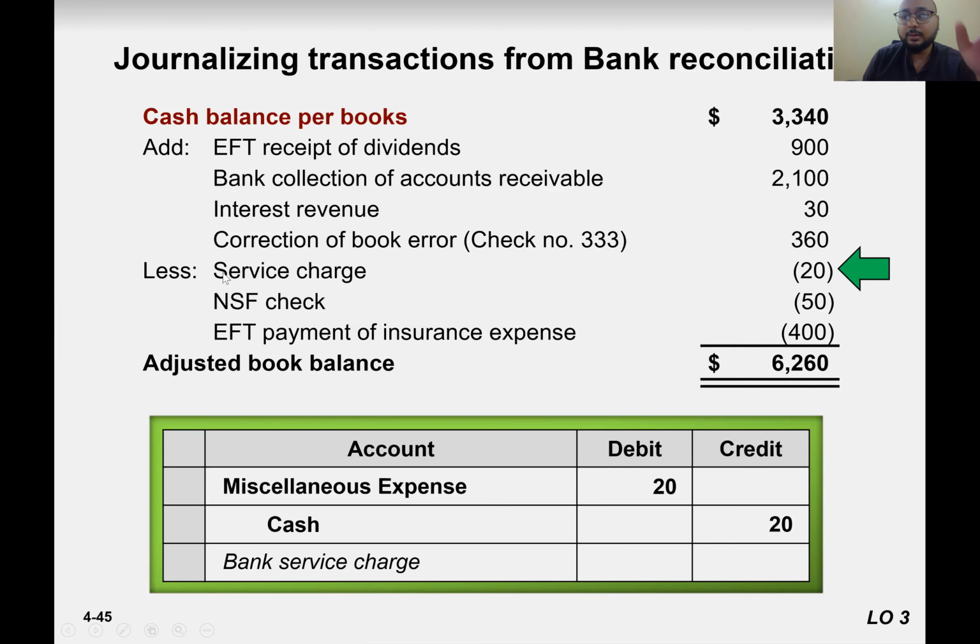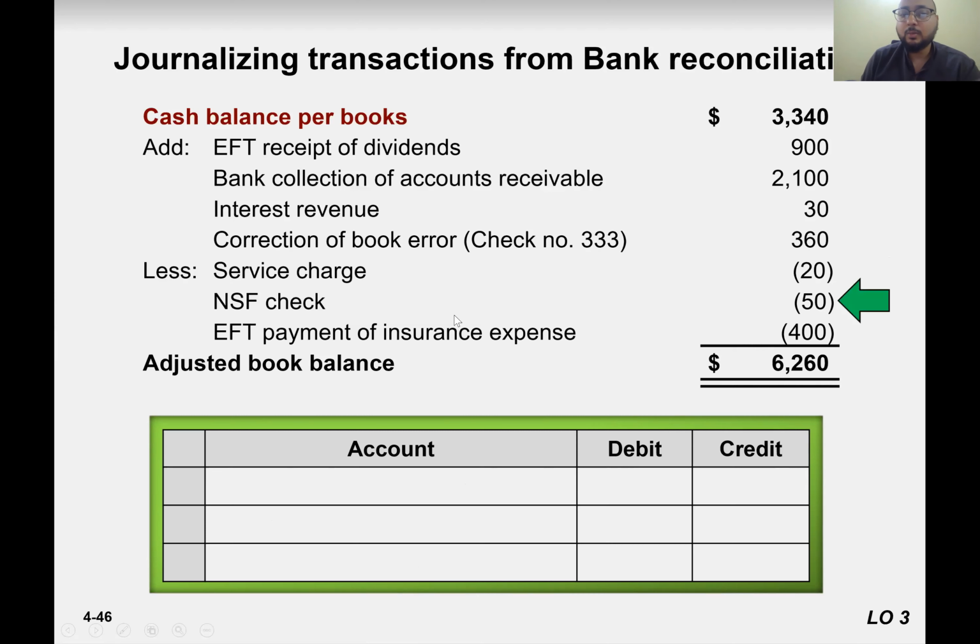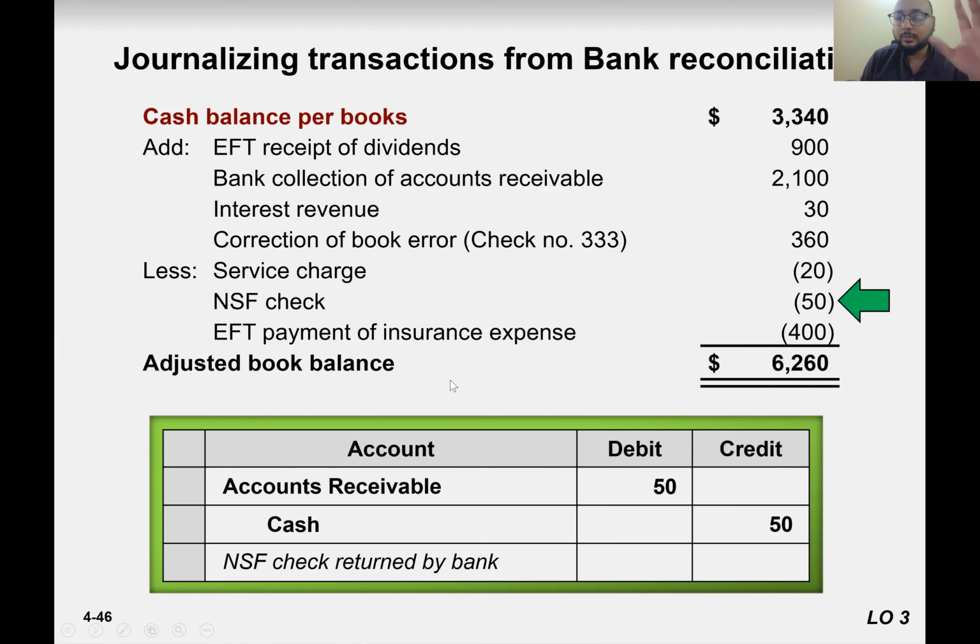Non-sufficient fund, check. Earlier, when you receive the check, you increase the cash. When you receive the check, entry would be cash to account receivable. But now you make the reverse entry. Check is bounced, we decrease the cash, we increase the account receivable. Right? Reverse entry. When you receive the check, cash increase, account receivable decrease. But cash is bounced, cash is not arrived, so we reverse the entry. Right? Account receivable to cash.